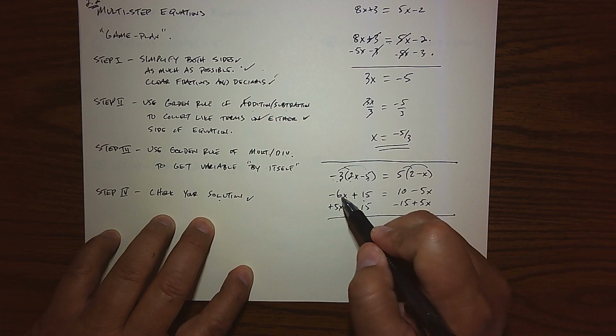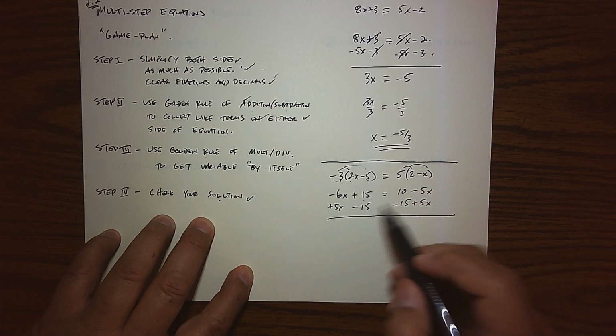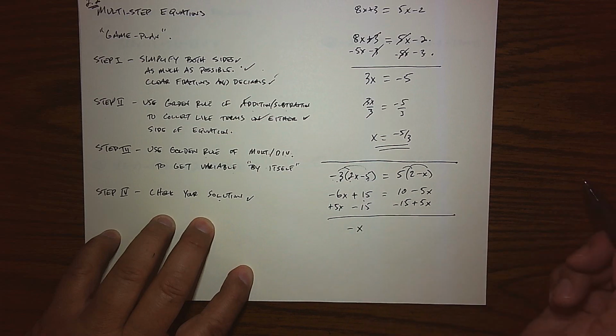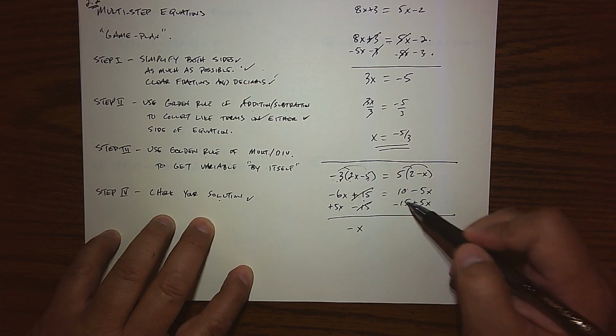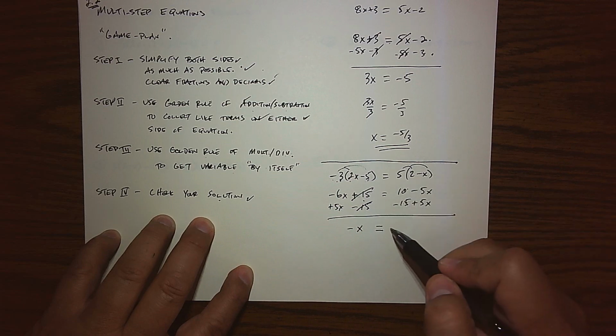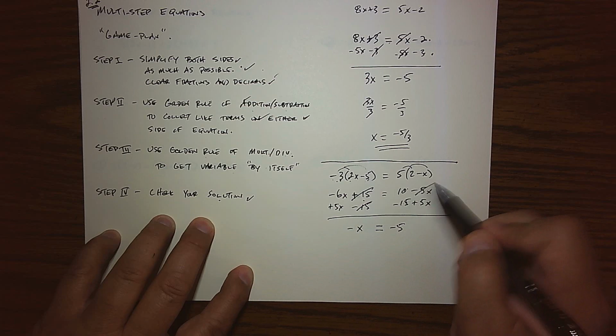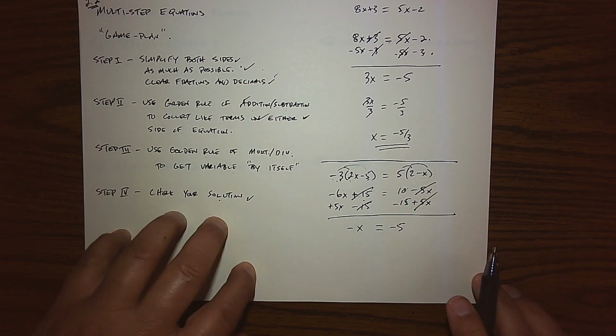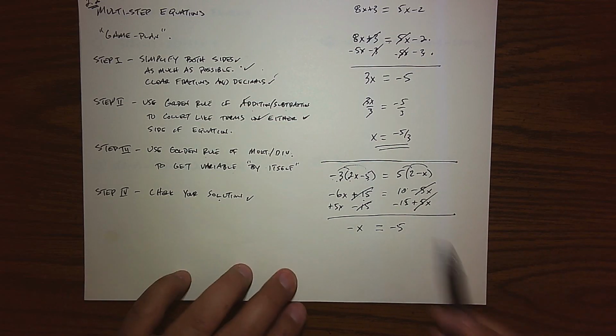Finishing this off, when I combine like terms, a negative 6x and a positive 5x leaves us with a negative x, and the 15s will cancel out. 10 take away, oops, don't forget your equal sign. 10 take away 15 is negative 5, and then a negative 5x and a 5x, they cancel each other out. So basically, we've now collected my like terms.